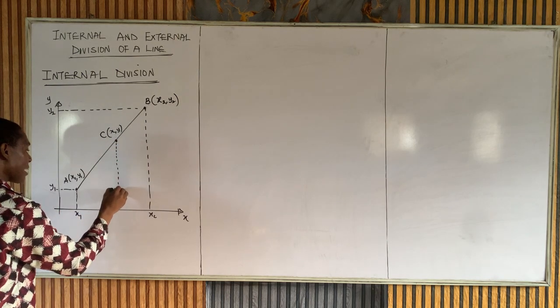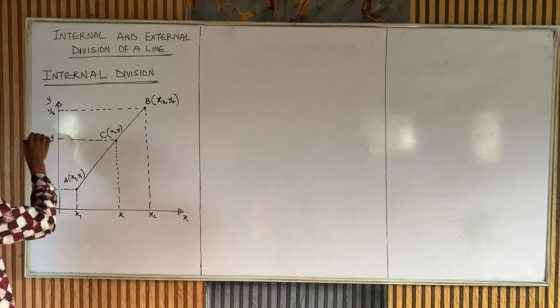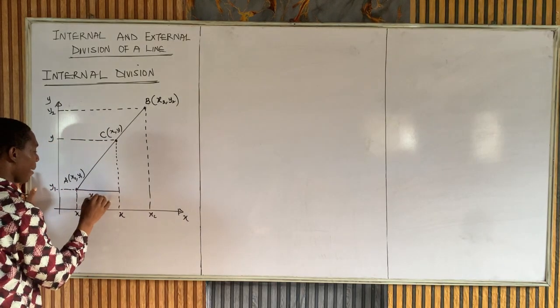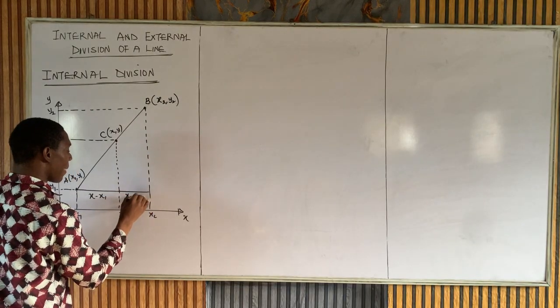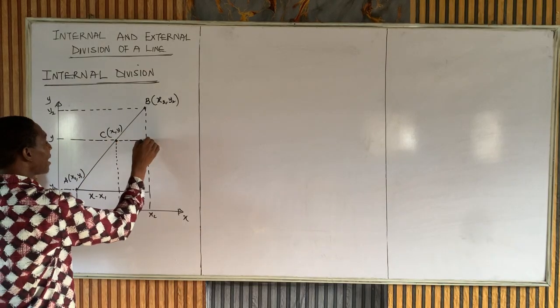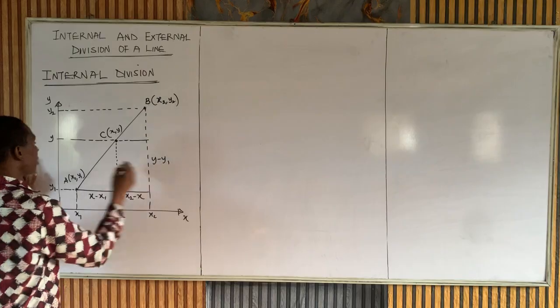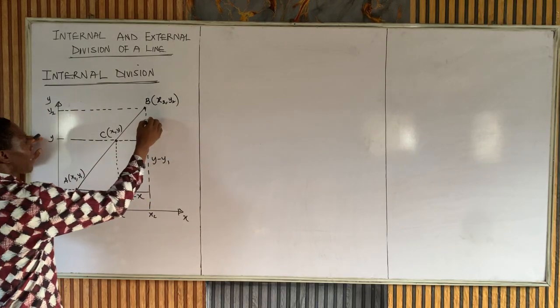If you trace along the x-axis, you have x. And when you trace along the y-axis, we have y. Now, the distance from here to here is simply x minus x1. And the distance from here to here is x2 minus x. And then the distance along the y from here to here is y minus y1, which is the same as here to here. And then from here to here is y2 minus y.